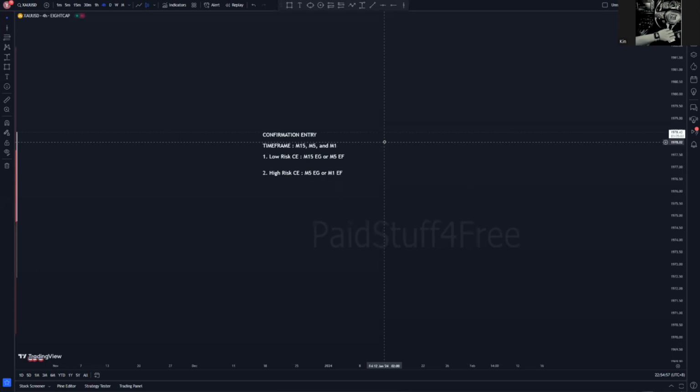The best part of the high risk confirmation entry is that we're gonna get all the buys and all the sells. At that time I took all the buys and all the sells. It's like me dancing with the chart. When the price went up, I had my buy. When the price went down, I had my sell. If you ask me what my favorite is, there is no favorite confirmation entry, because this is subjective. Sometimes I use M15 EG, sometimes M5 EF, M5 EG, M1 EF. It depends.